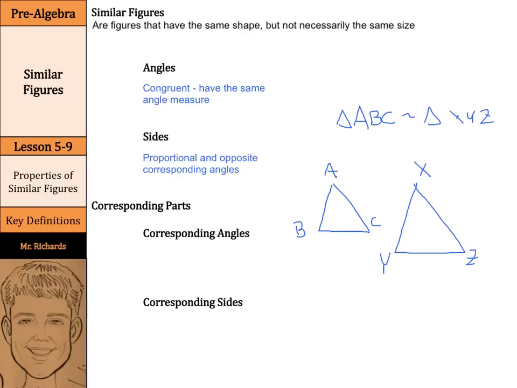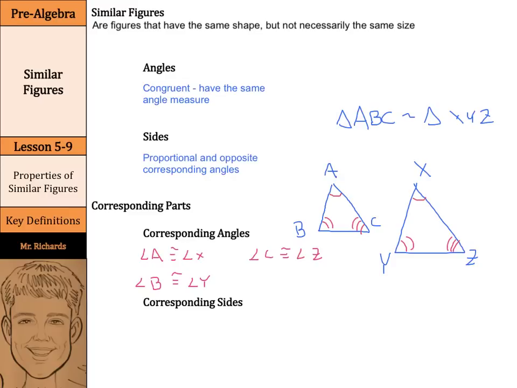Now, the corresponding angles here, as I draw these in, that means that angle A is congruent, with an equal sign with a little squiggly, to angle X. And if I put two arcs with B and two little arcs with Y, that's saying angle B is congruent to angle Y. And lastly, if I put three arcs with Z and three with C, angle C would then be congruent to angle Z.